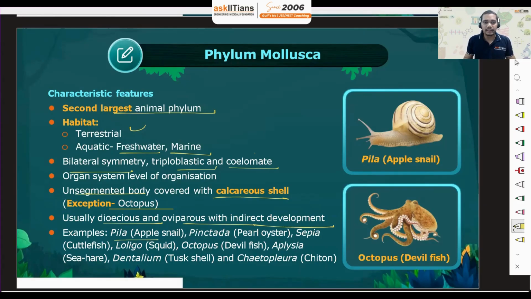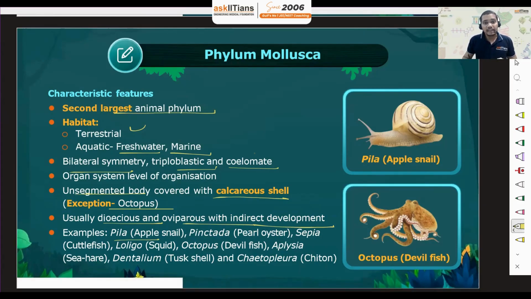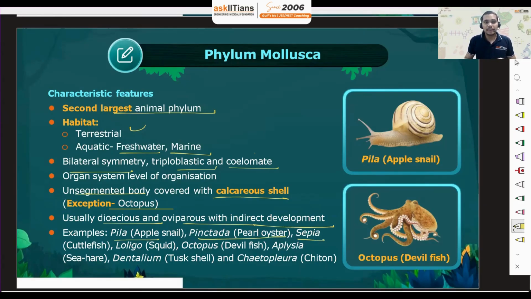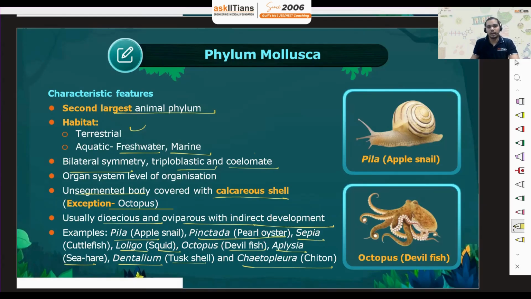Examples are Pila, that is the apple snail. Pinctada, that is a pearl oyster. Sepia, that is a cuttlefish. Loligo, that is a squid. Octopus, devilfish. Aplysia, that is a sea hare. Dentalium, that is a tusk shell. And Chaetopleura, that is a chiton. So these are the major examples of the phylum Mollusca that we talk about.